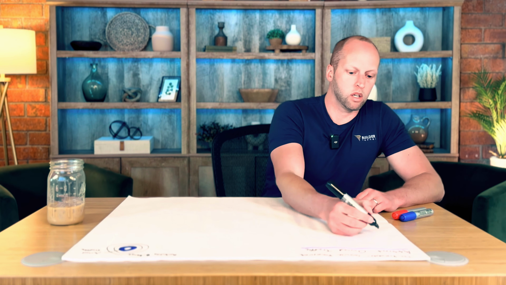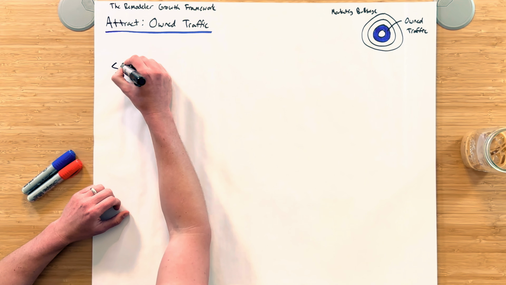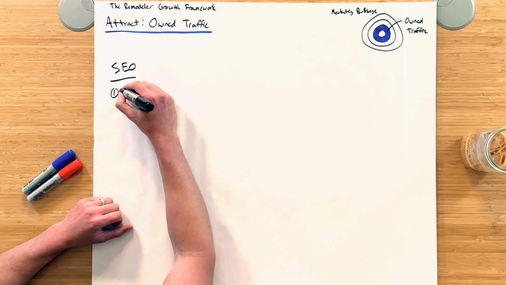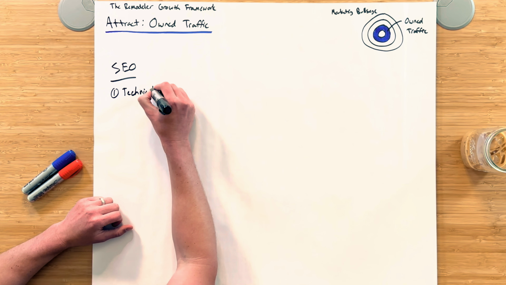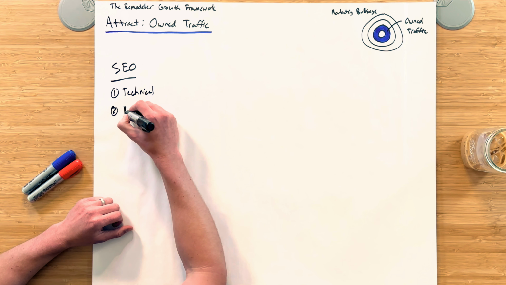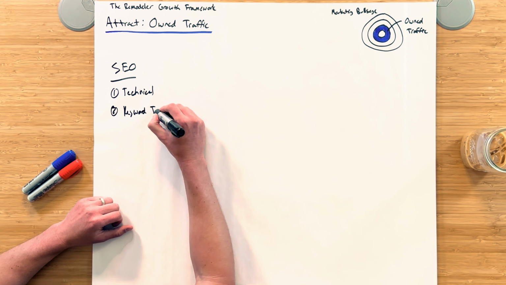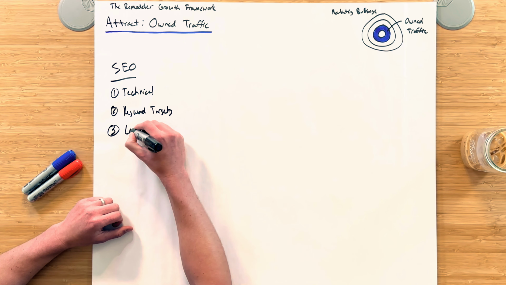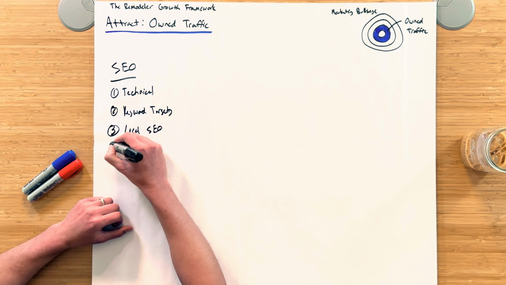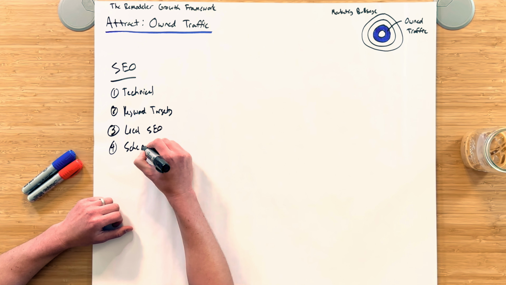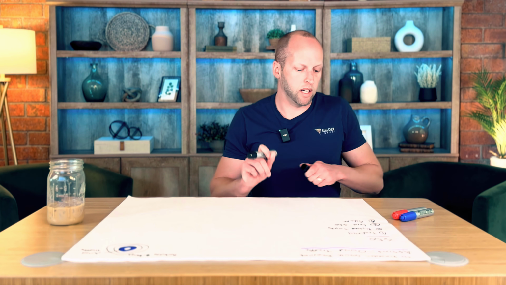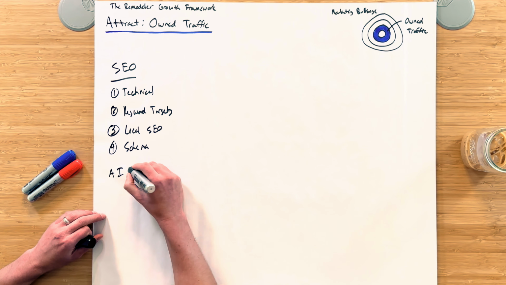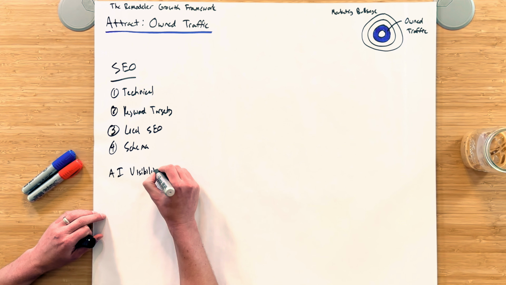And so just as a quick refresher, we've got SEO and we've got our technical component. We've got our keyword targeting. We have our local SEO, and then we have schema. Now today we're going to highlight mostly keyword targeting, but then I also just want to give a quick refresher on our AI visibility as well.